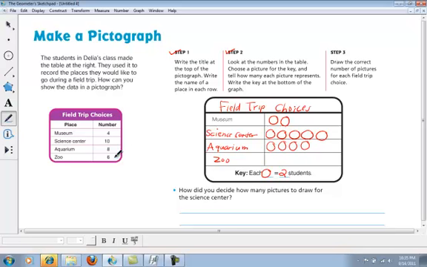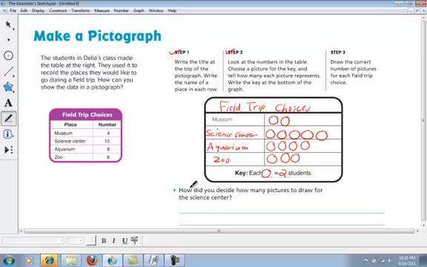And last we have the zoo, which is 6 students. So let's count by 2s until we get to 6. 2, 4, 6. There we go. I drew 3 circles. My pictograph looks great.